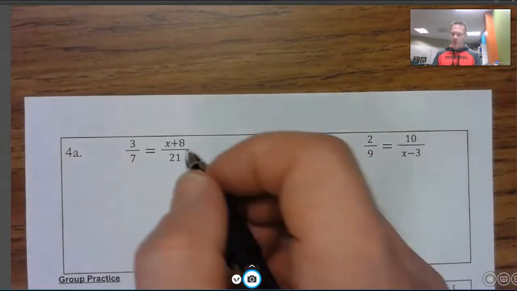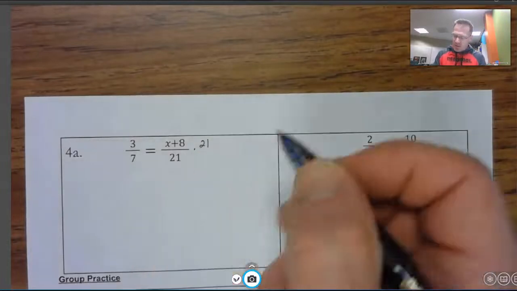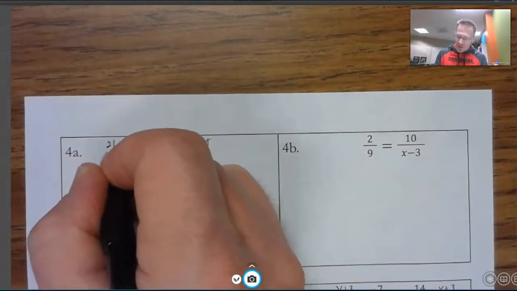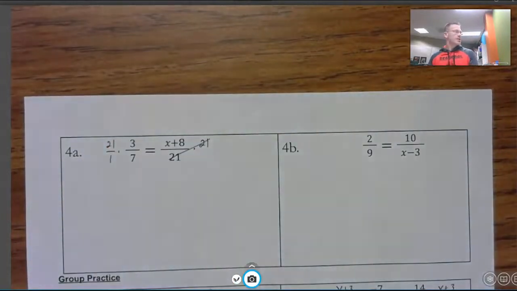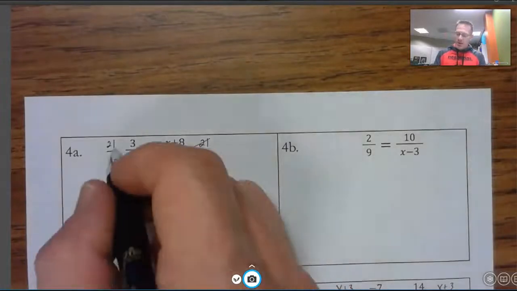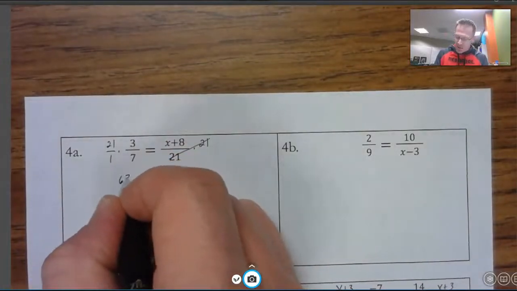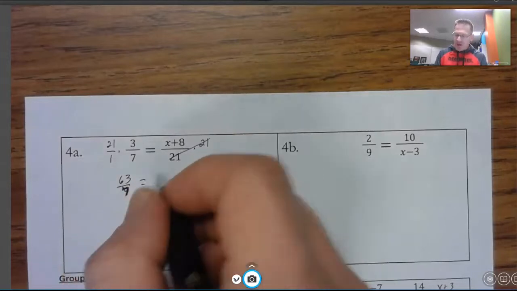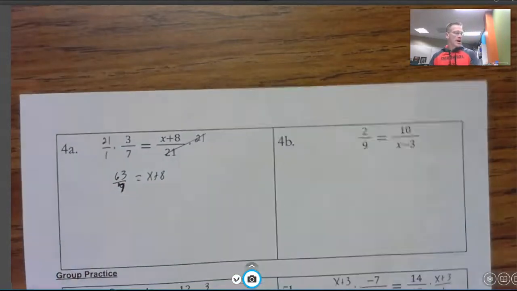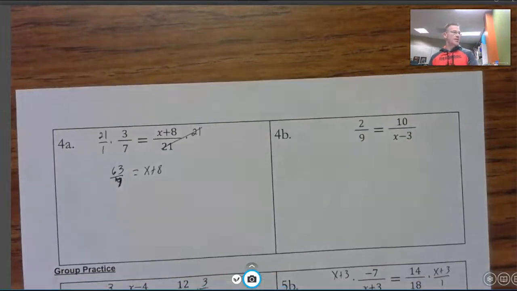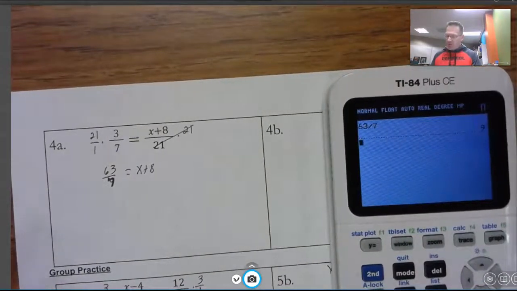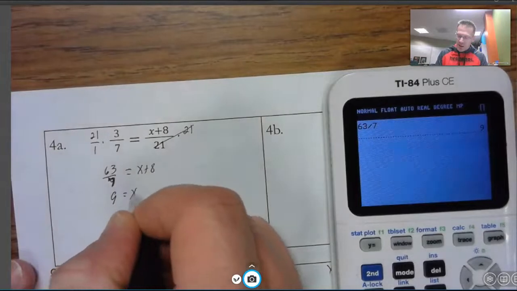So just like we did before, I'm going to multiply by 21 right here. That undoes the division. I'm going to multiply by 21 here. Now 21 times 3, that is 63, divided by 7, sorry, that's a 7, equals, and then that leaves me x plus 8. And notice I can still just do this fact like we did before. So 63 divided by 7, if you don't know that fact, is 9. So I get 9 equals x plus 8.